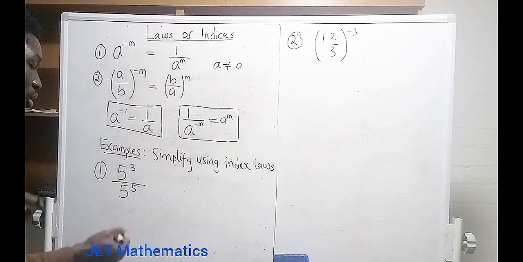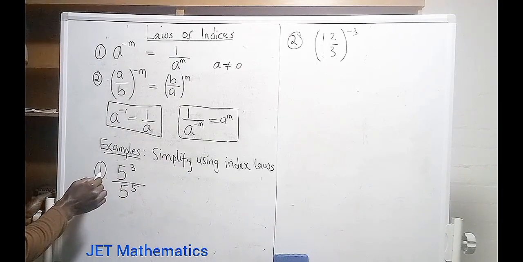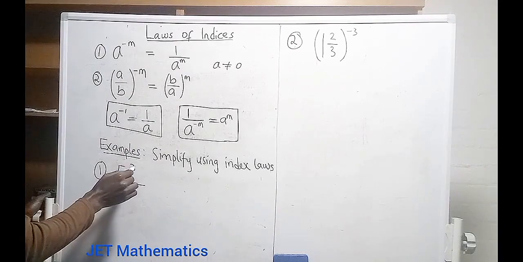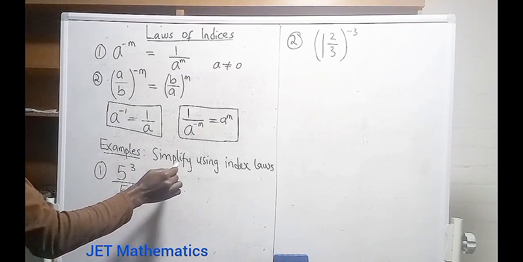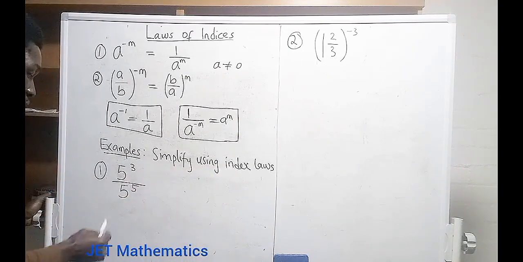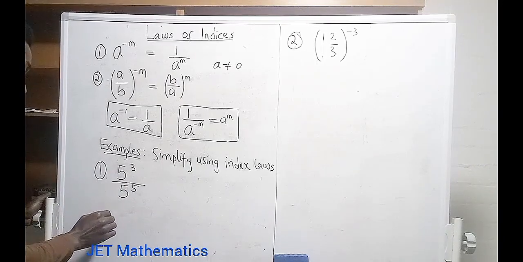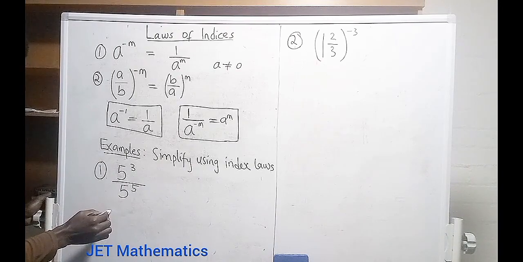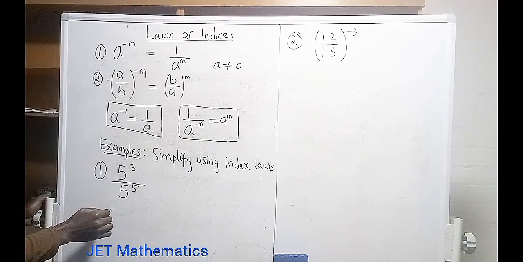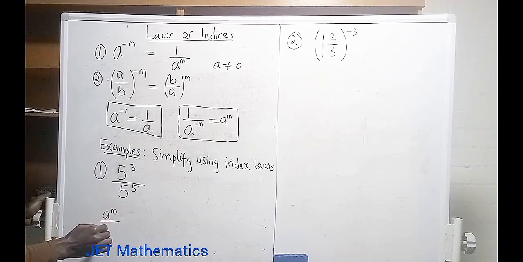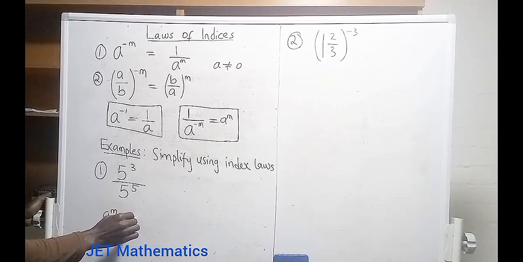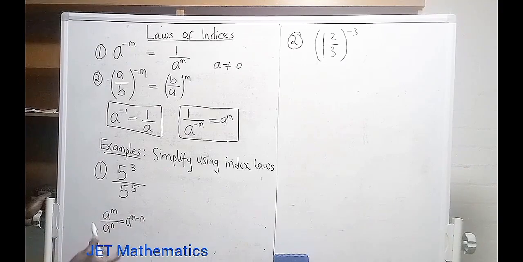Okay, so our first question here says 5 raised to the power of 3 divided by 5 raised to the power of 2. We're asked to simplify using index law. Now you see here they have the same base, 5. Remember our law from one of our videos on the laws of indices, part 1. We have that a raised to the power of m divided by a raised to the power of n is equal to a to the m minus n. So try to remember these laws. So now we'll apply it here.